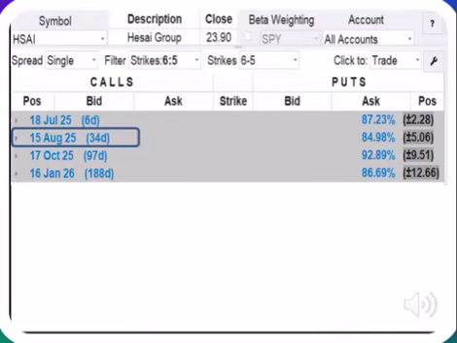HSAI has 4 option chains to choose from. We're going to use the August 15 chain. Right now, the August 15 options have 34 days to expiration.